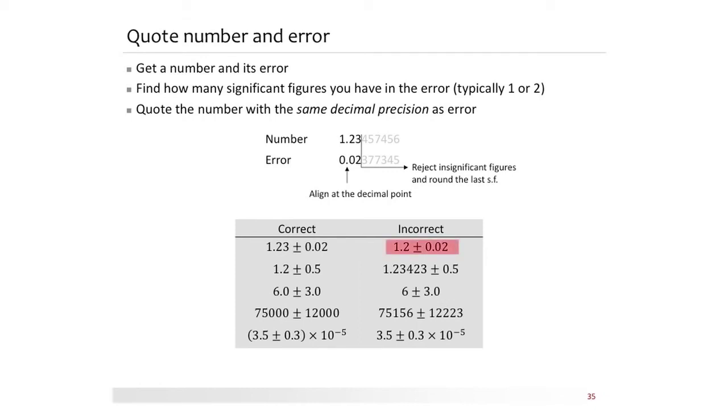That would be incorrect because error and number are written down to a different decimal precision. The same is here because the error is 0.5 and this is a very, very accurate number, so probably it's supposed to look like this. Similar here, if you have 3.0 suggesting that you have two significant figures, then your number also should be there. If you have integer numbers, and you know that this number has only two significant figures, then you should write it like this. You just round it to the nearest 1,000. And in exponential notation, remember to use brackets, because otherwise this is a bit ambiguous. You don't know whether this times 10 to minus 5 affects only 0.3 or 3.5. That's the way to report it. This is your prescription. It works every time.